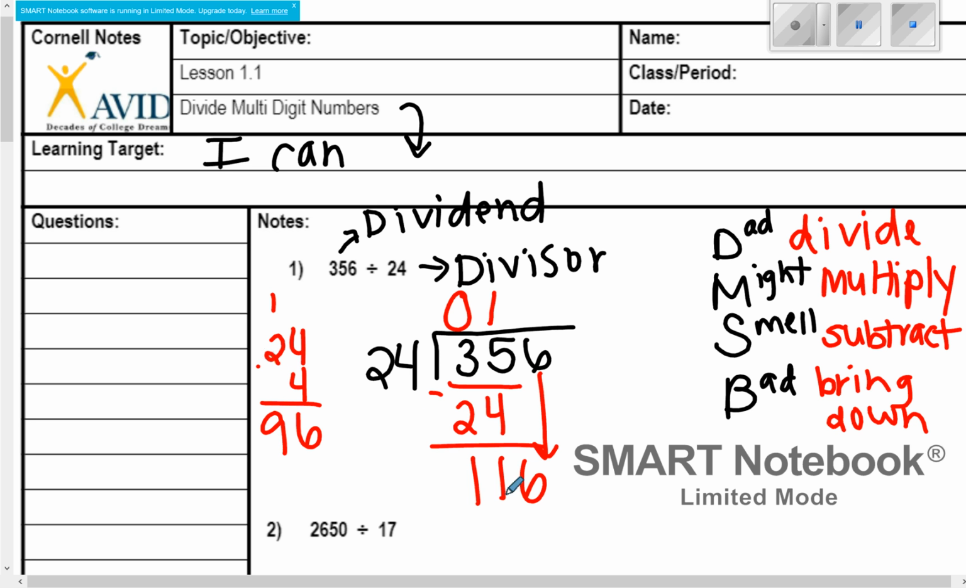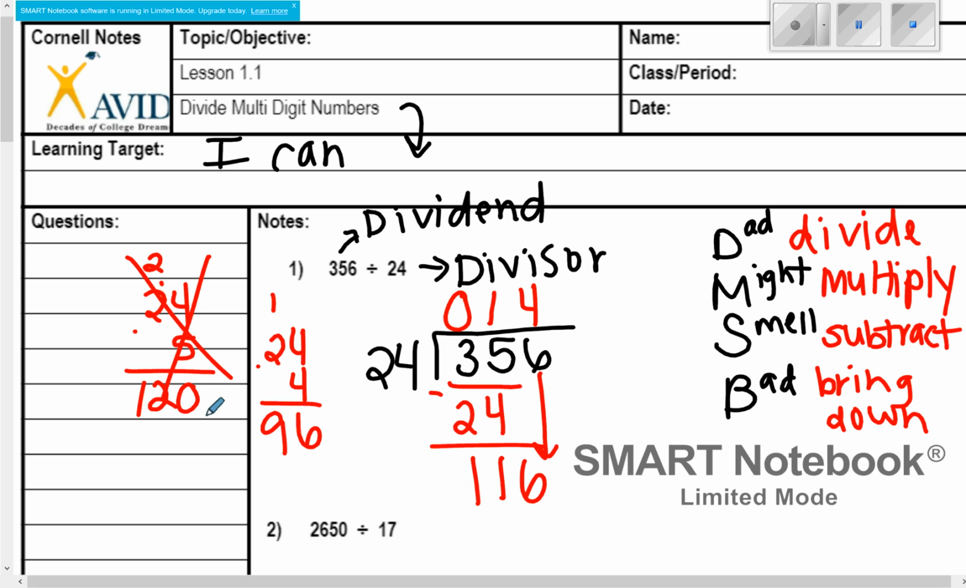Now that's a little less than 116, so I'm going to do 24 times 5 to see if I can get even closer. So 5 times 4 is 20. I write my 0, carry my 2. 5 times 2 is 10, plus 1, plus 2, 120. Now 120 is too big, so it can only go in there 4 times. Okay, and I'm putting that above my 6 because that's the digit that I am on.